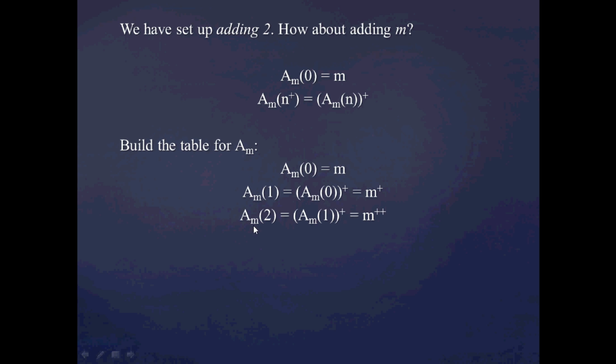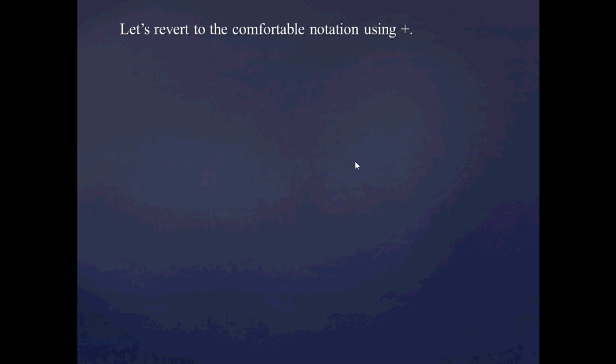And then we set up m plus 2, or a sub m of 2, to be equal to the successor of m plus, or m plus plus. Hopefully you can see how when we continue in this manner, we can also set up what it means to add m to a number, not just 2 to a number or 3 to a number. We can generate this whole collection of functions a sub m, which is going to set up what it means to add m to a natural number. We could keep using that terminology, that collection of functions which is going to describe what it means to add m to a number.